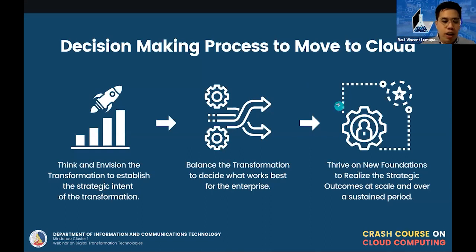So, first, as I've indicated earlier, think and plan. Envision the transformation and establish the strategic intent of the transformation. When you look at your processes and systems, and you say, I'll shift to the cloud, would this be enough? Would this help the organization be better? Would this incur more costs? Considering both the positives and negatives, would this be a good investment? So things like that, you need to think about first. You should plan the movement to the cloud and identify that it's worth the move.